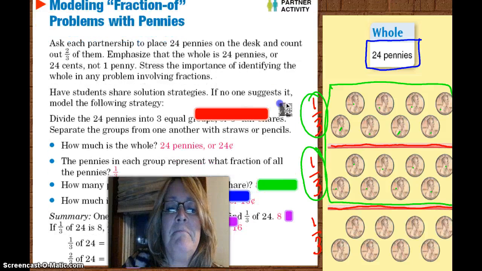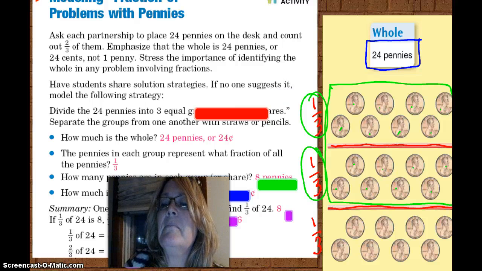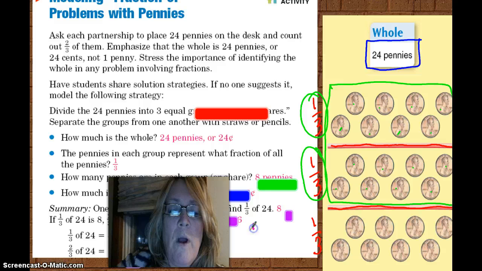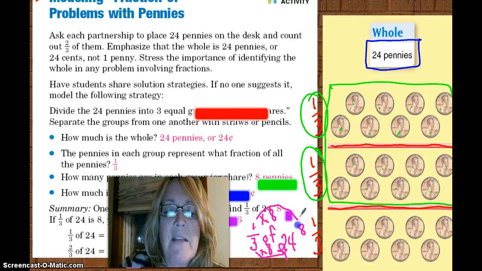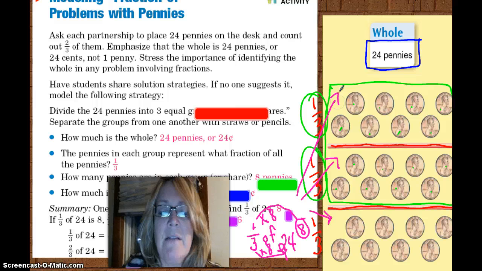1/3 of your whole, which is 24. You can also figure out by going, how does 3 become 24? Times 8. Whatever I do to the denominator, I do to the numerator. So I also must times this by 8. So 1 times 8 is 8. And that is exactly what we found out. Each group has exactly 8 pennies, or 8 cents, in them.